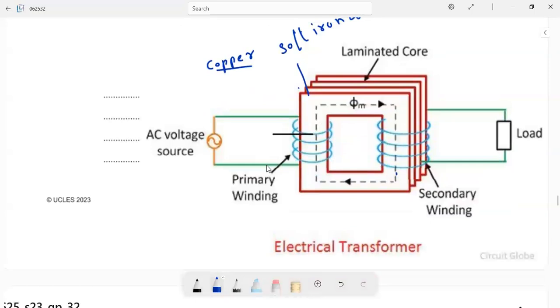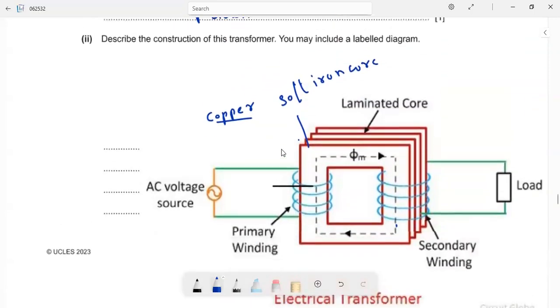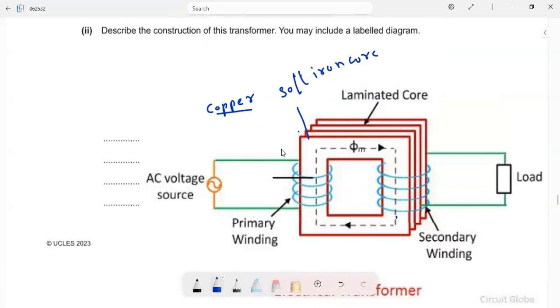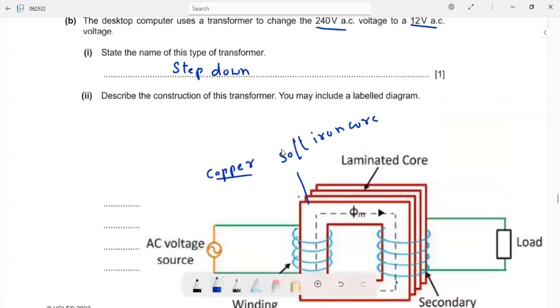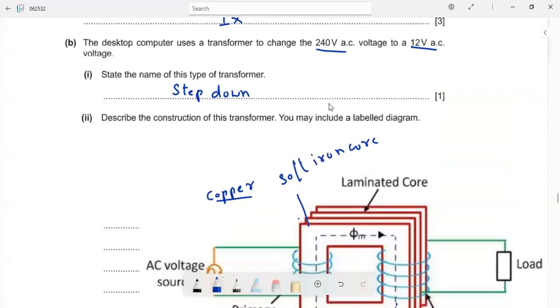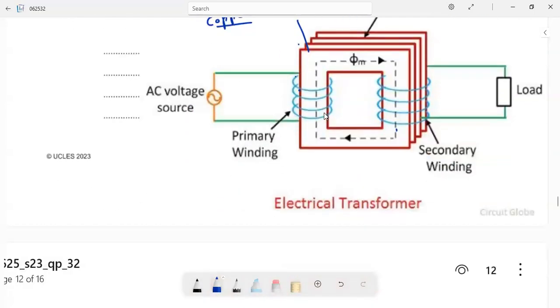Here this is a step down transformer. So the number of turns in the primary will be more than in the secondary. That is, NP will be greater than NS. The number of turns in the primary will be greater than the number of turns in the secondary.